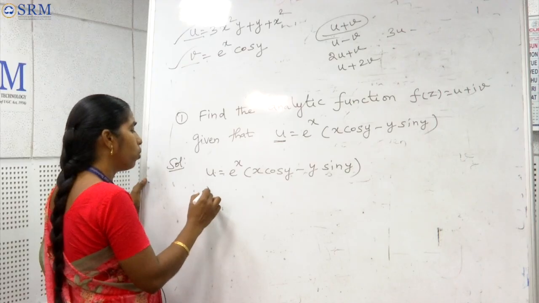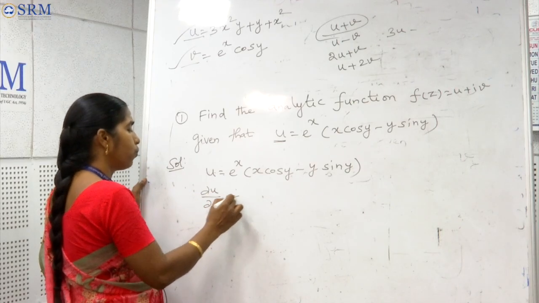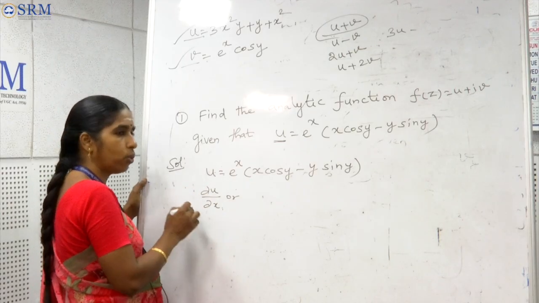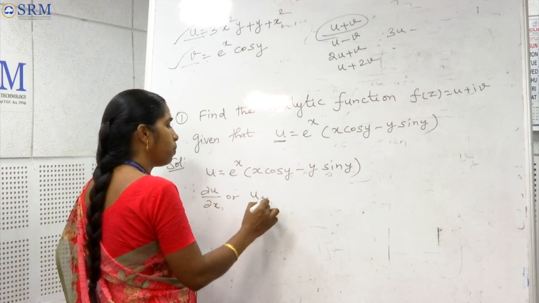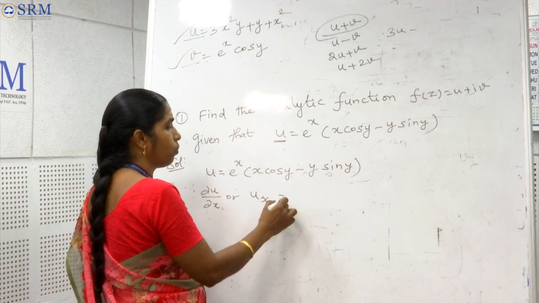So ∂u/∂x, or u_x. Are all of you familiar with that notation? No? That's why here I mentioned this ∂u/∂x, but for my convenience I choose u_x. So u_x is the partial differentiation with respect to x.